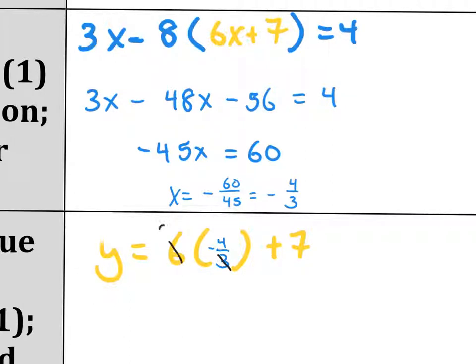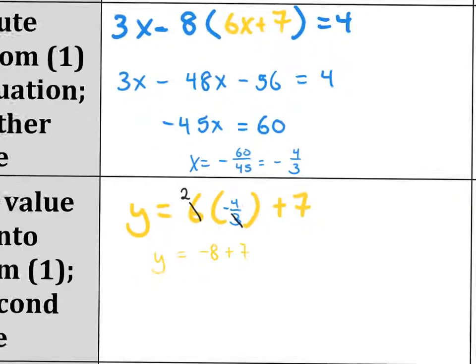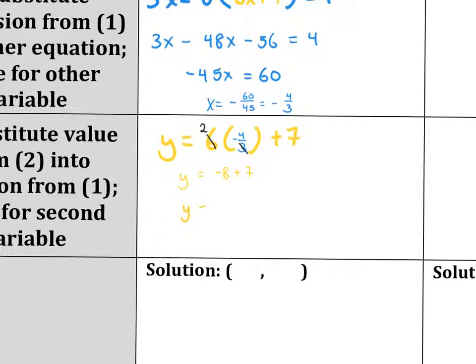Now what's nice is that things reduce here. 6 divided by 3 is 2, so we end up with y equals negative 8 plus 7. And now we simplify that to get y equals negative 1. So what's my answer? Negative 4/3 and negative 1.